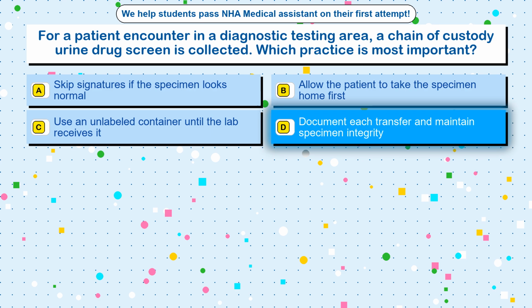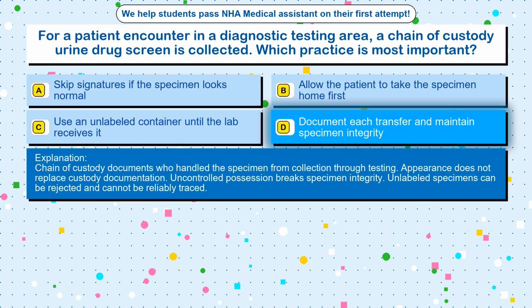The correct answer is option D. Document each transfer and maintain specimen integrity. Chain of custody documents who handled the specimen from collection through testing. Appearance does not replace custody documentation. Uncontrolled possession breaks specimen integrity. Unlabeled specimens can be rejected and cannot be reliably traced.